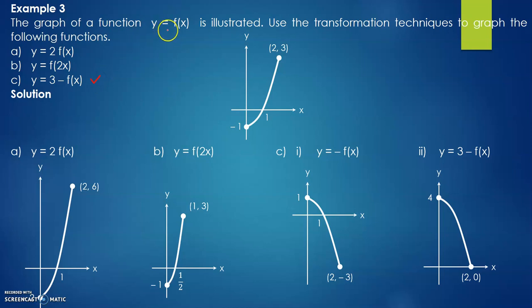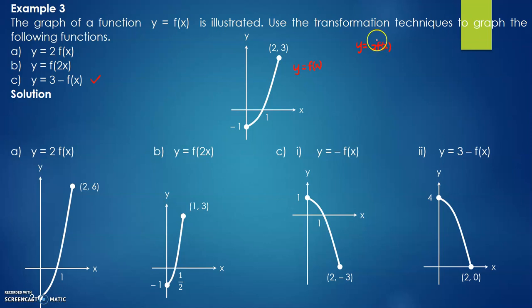So now the graph of the function y equals f(x) is given. So this is the function for y equals f(x). The equation of the function is not given, so we will just know this is the graph. So let's say we look at the first one. So again, for the first graph, let's say y equals 2f(x).